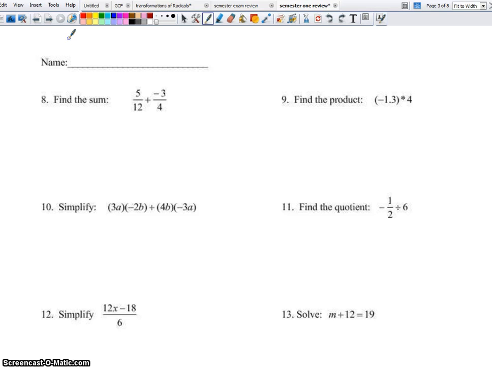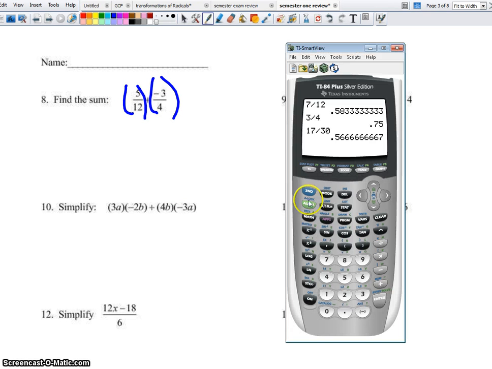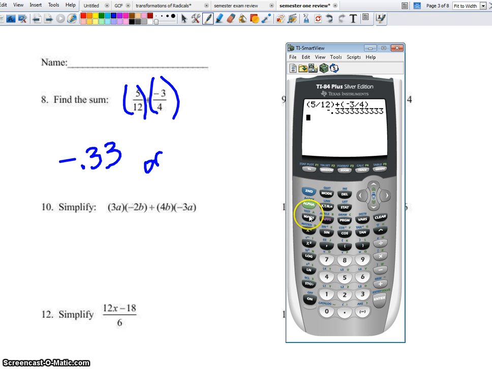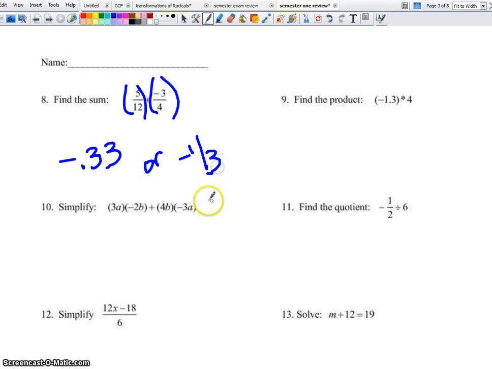Find the sum. Once again, you're just going to use your calculator, but you've got to remember to put parentheses. So you're going to clear this out. You're going to say open 5 divided by 12 close plus open negative 3 divided by 4 close. Enter, and you get negative 0.33. Or if you wanted that to be a fraction, you would do math, enter, enter, and it's negative 1/3.